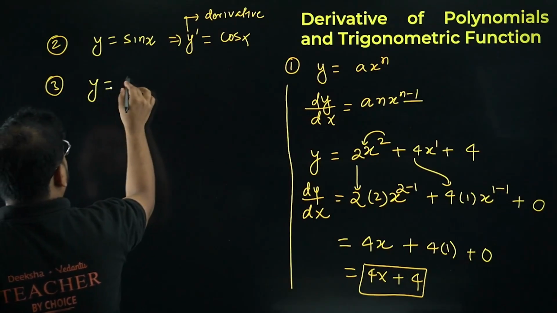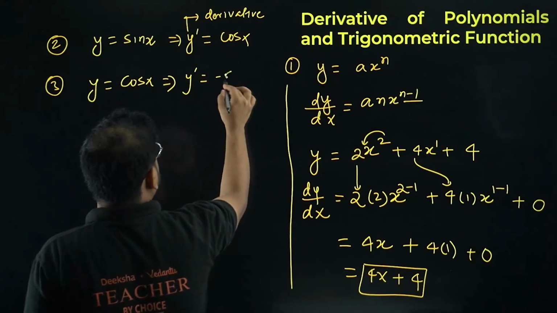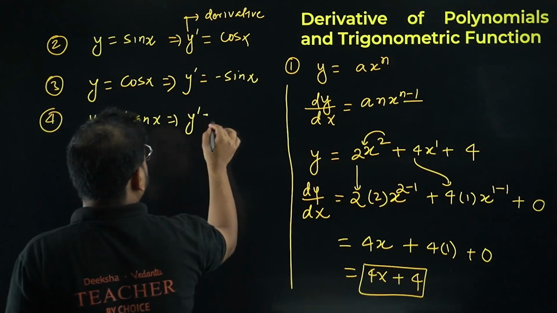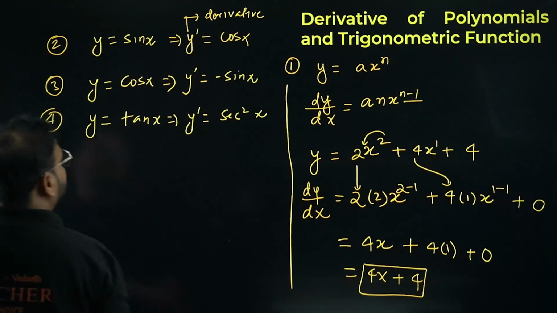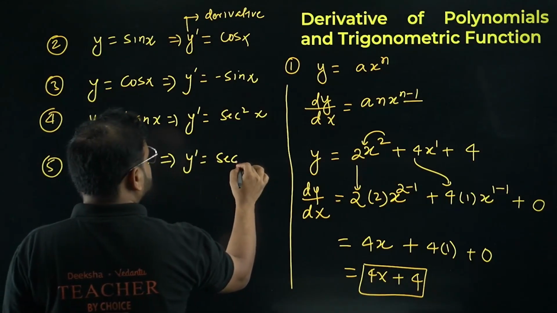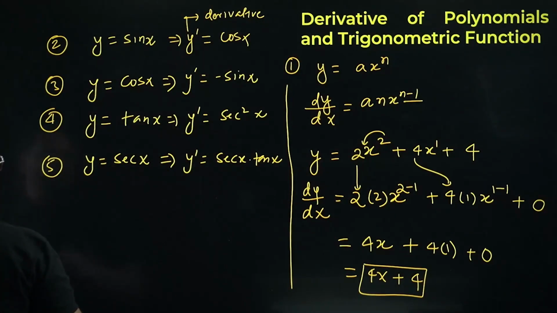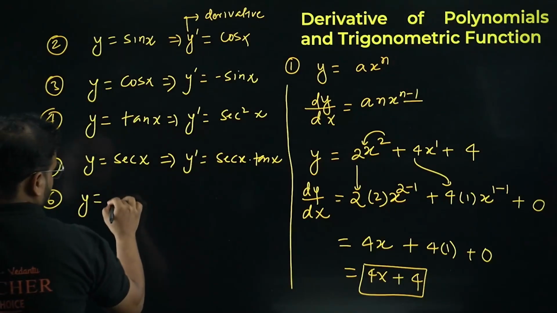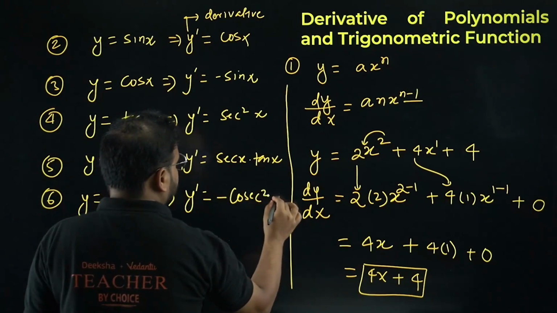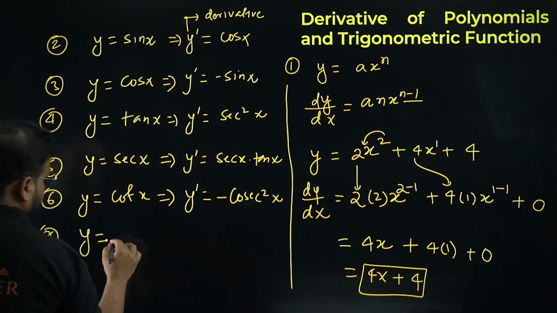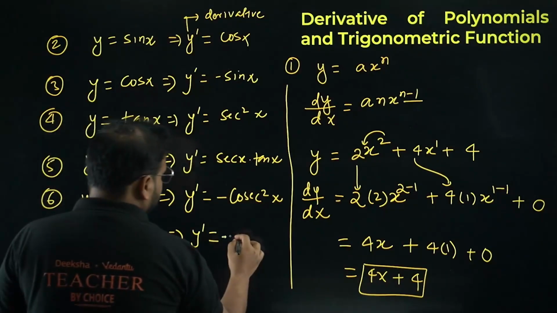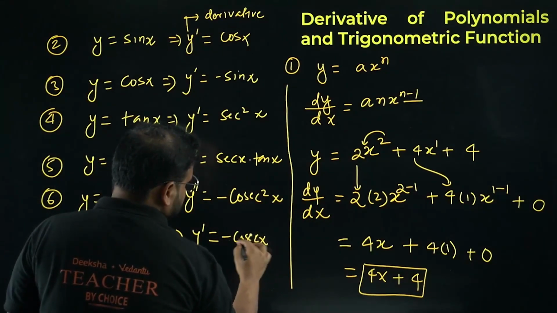Third one, if my y is cos x, y dash is minus sin x. Fourth one, y is tan x, y dash is secant square x. Next, if y is sec x, we have y dash as sec x tan x. Next, if y is cot x, y dash is minus cosecant square x. Seventh one, cosecant x, we have y dash as minus cosecant x cot x.